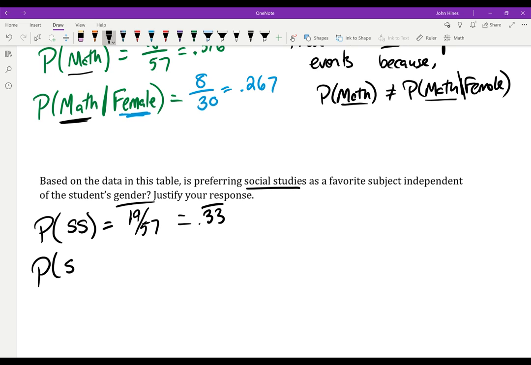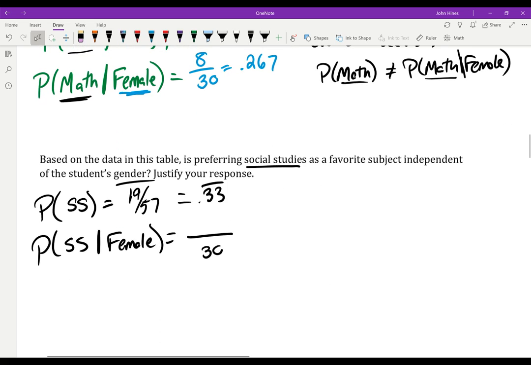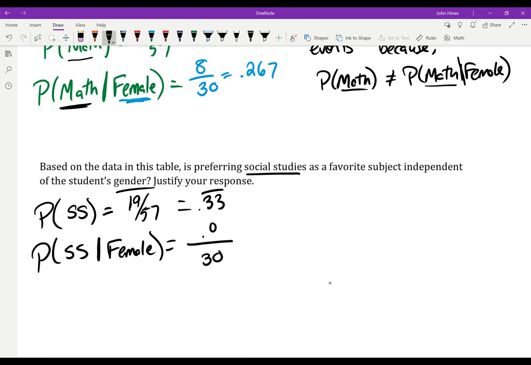Now, let's compare that with the probability of social studies given the student's gender. Let's use female again. So I shrunk my universe. I'm only allowed to pick from that female row. My denominator is 30. 10 like social studies. So 10 out of 30 is also a third. That's 0.333 repeating. So look at this. Knowing I was picking from a female, did that change my probability? No, it's basically the same.